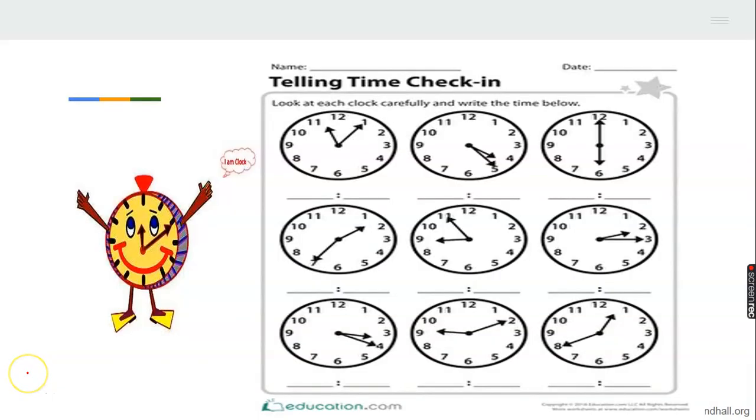Is that taken? Then this is 2:10. Look at it. 2:10. The short hand is facing 2. The long hand, see 10, 5, 10. The long hand is also facing 2. So you have something like this. The short hand and the long hand are facing the same number.